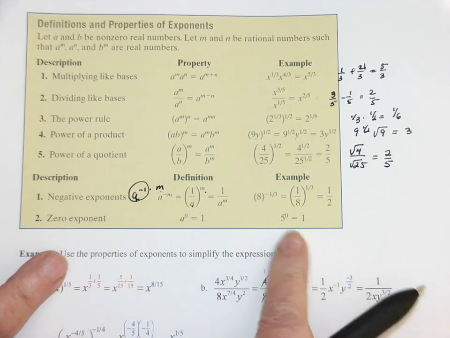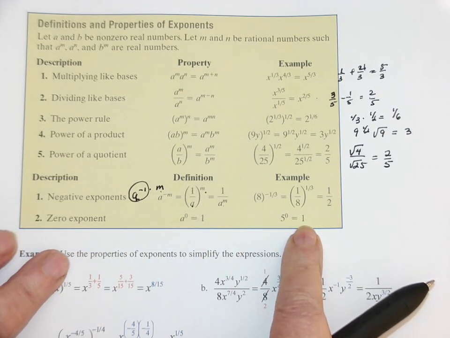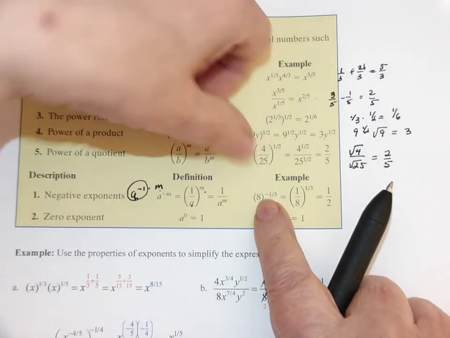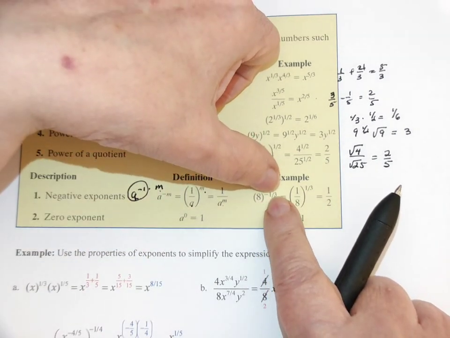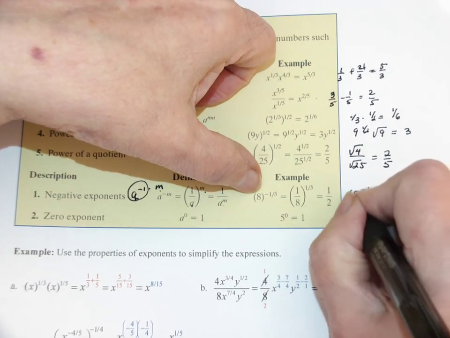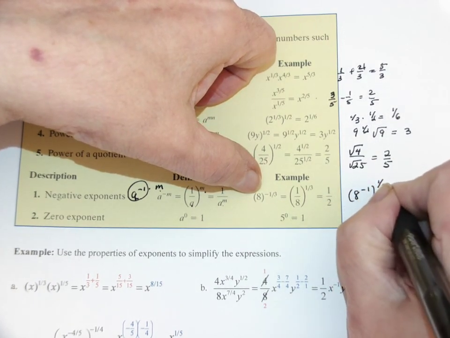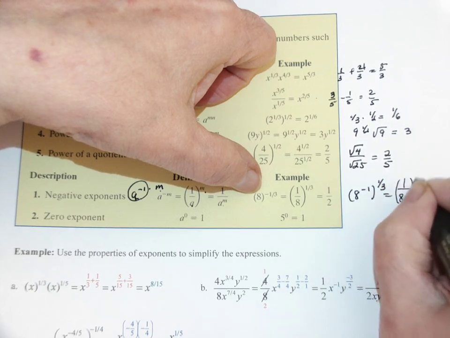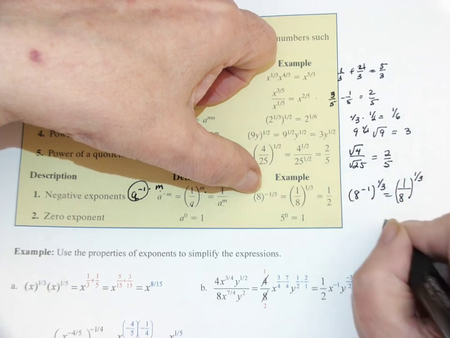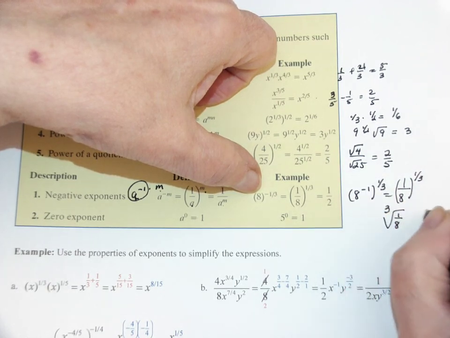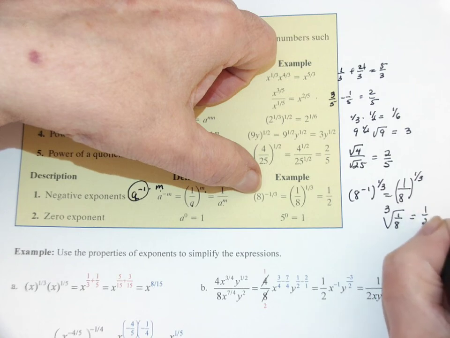Zero: a to the 0 is 1, so 5 to the 0 would be 1. Now this right here, 8 to the negative 1/3, that would be 8 to the negative 1 to the 1/3 power, which is where they got the 1 over 8 to the 1/3. That's just the cube root of 1 over 8, which is 1 over 2.